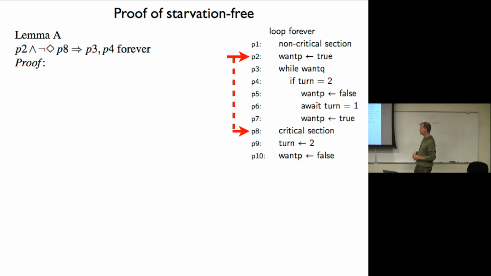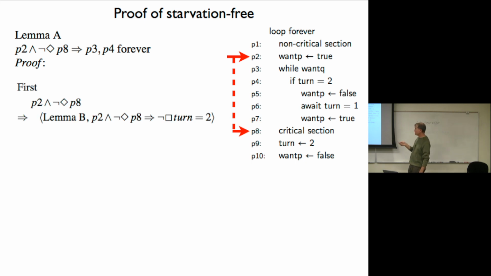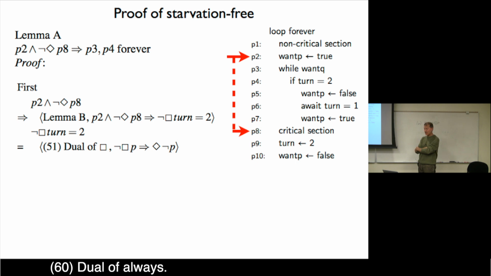Okay, now here's the way it works. First, let's do P2 and not eventually P8. So we're starting with the left-hand side. P2 and not eventually P8. Well, now we're going to have another lemma, but that's coming later. So accept it for the next 5 minutes. Accept this lemma. P2 and not eventually P8 implies what? Not always turn equals 2. That implies not always turn equals 2, and we'll show that when we do Lemma B. So if you accept that, we have not always turn equals 2. But now, what about this? Now I know you know what the next line is. By the dual, what is not always turn equals 2?